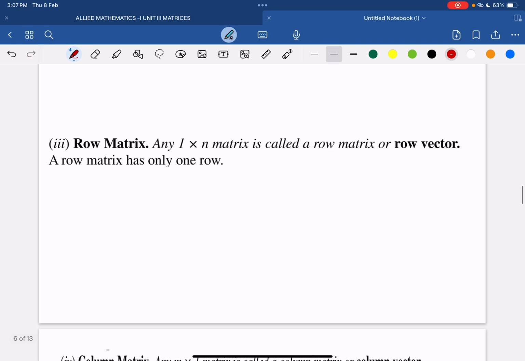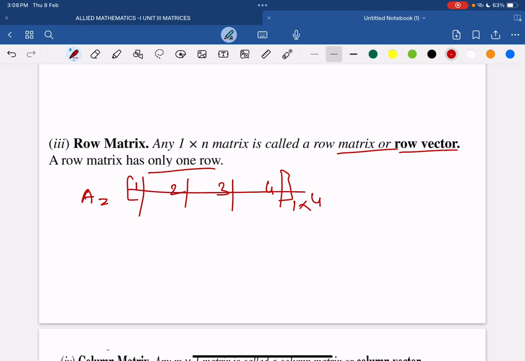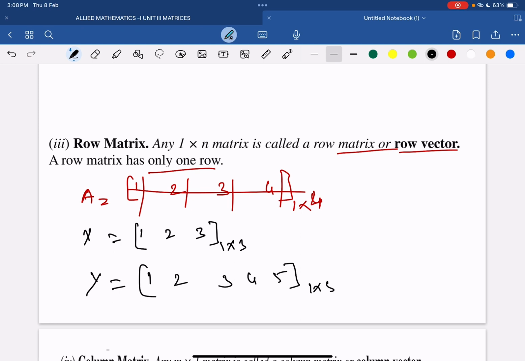Now row matrix. If the order of a matrix is 1 by n, the matrix is called a row matrix or row vector. It has only one row. For example, A is equal to 1, 2, 3, 4. One row and 4 columns, so the order is 1 by 4. If x is equal to 1, 2, 3, then the order is 1 by 3, and y is equal to 1, 2, 3, 4, 5, so the order is 1 by 5. This is called a row matrix. It contains only one row and many columns.